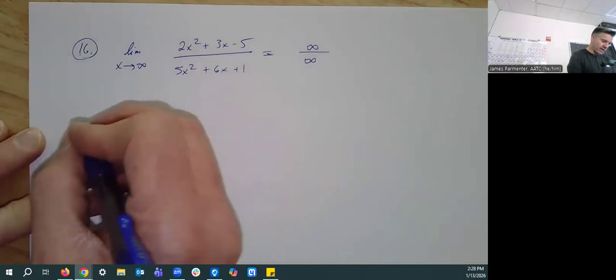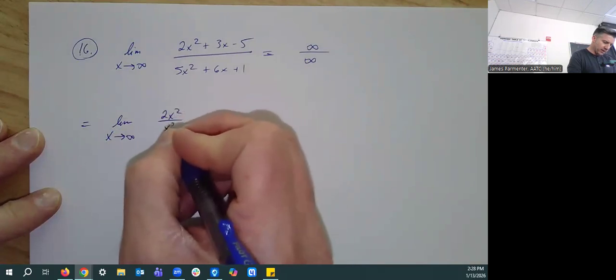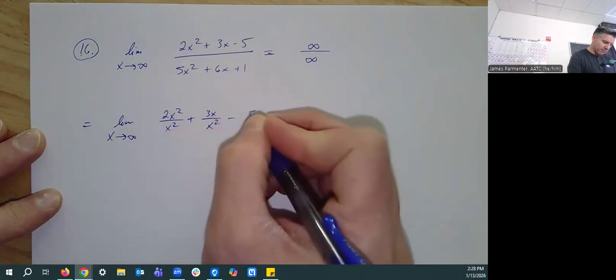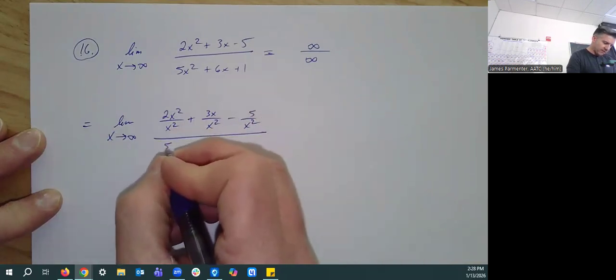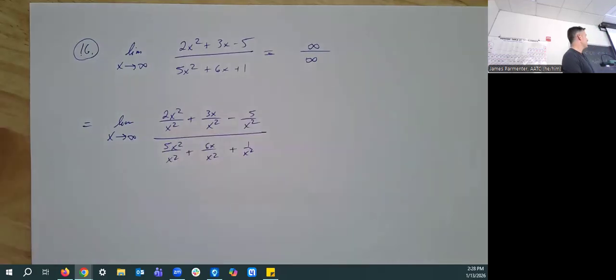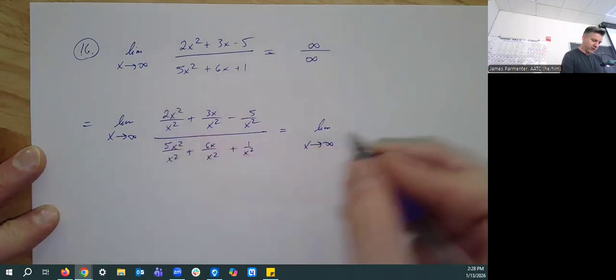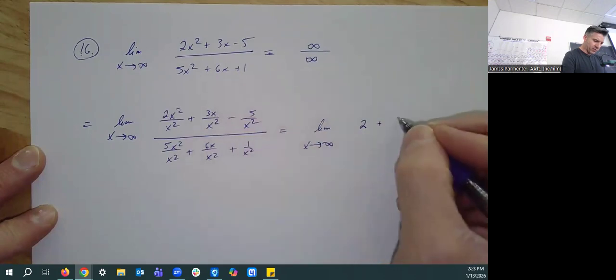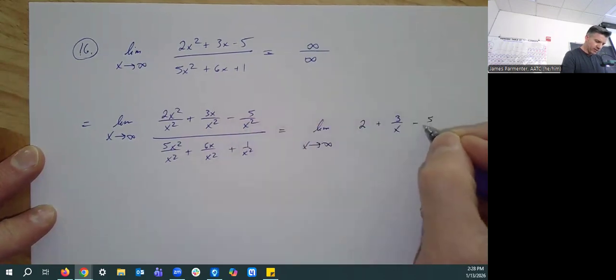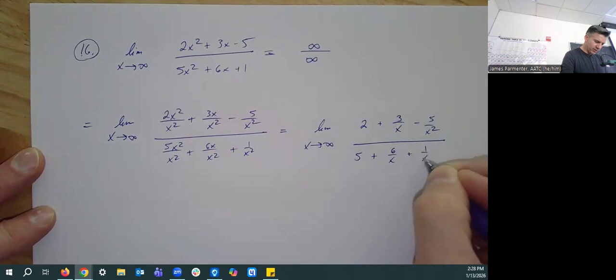But here, you could either do this by writing it as the limit as x goes to infinity of 2x squared divided by x squared plus 3x divided by x squared minus 5 divided by x squared, over 5x squared divided by x squared plus 6x divided by x squared plus 1 divided by x squared. What I've really done here is I've multiplied the top and bottom by the same thing, 1 over x squared, and distributed it and gotten rid of the fractions. And then we simplify. We write it as the limit as x goes to infinity of 2x squared over x squared is 2. 3x over x squared reduces to 3 over x. Negative 5 over x squared is what it is. Similarly, on the bottom, you have 5 plus 6 over x plus 1 over x squared.